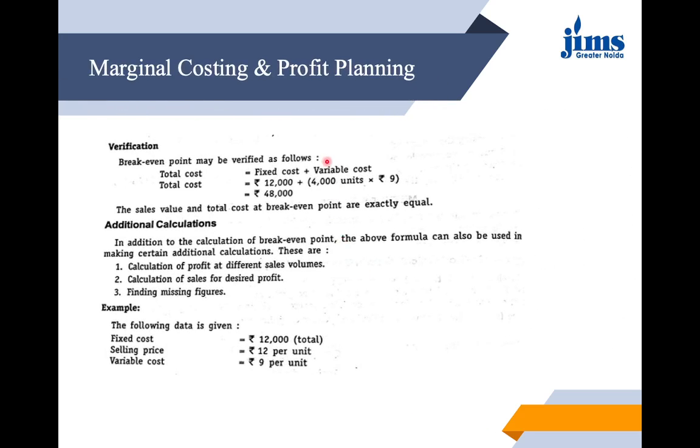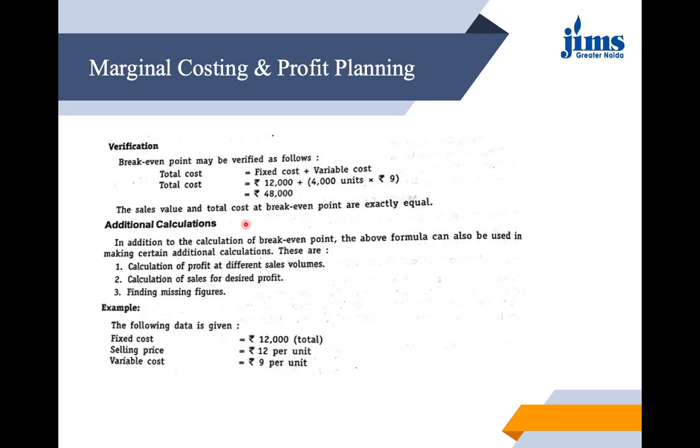Then break-even point will be verified. We know that total cost is equal to fixed cost plus variable cost. So we can verify that also. Fixed cost is 12,000, variable cost is 4,000 units into rupees 9 per unit. So 4,000 units are being produced. So for that reason, your total cost is 48,000. So the sales value and the total cost at break-even point are exactly the same, the total cost as well as your sales. Now let us see further what additional calculations that we need to perform.